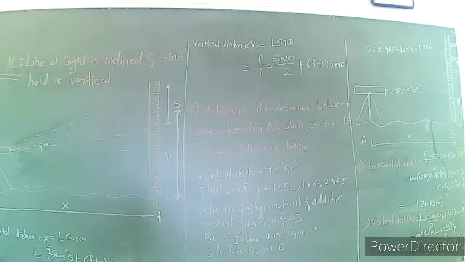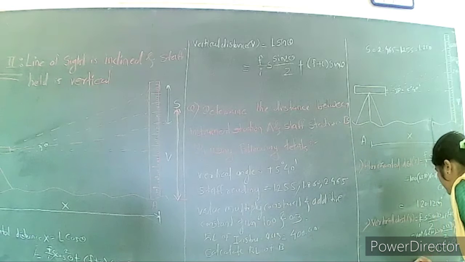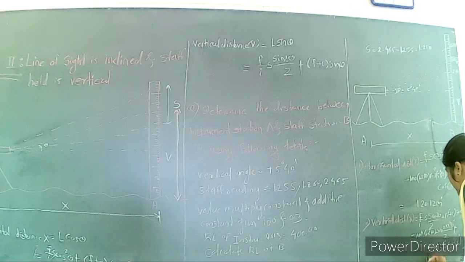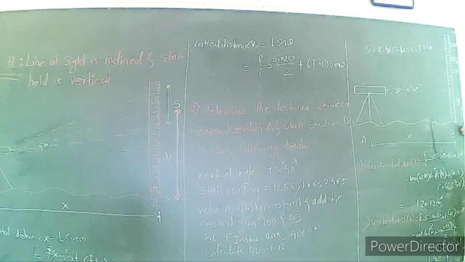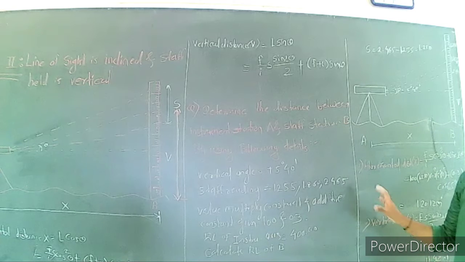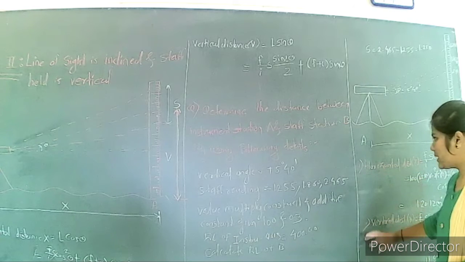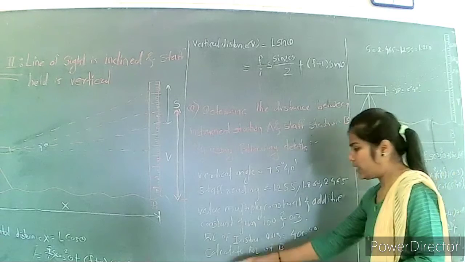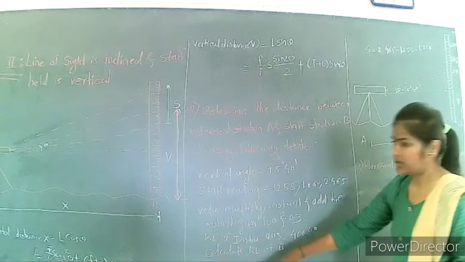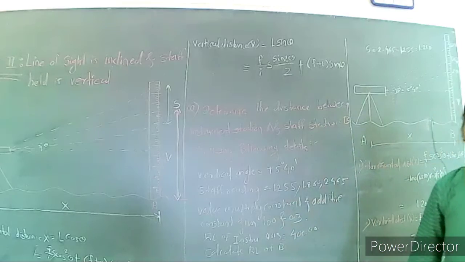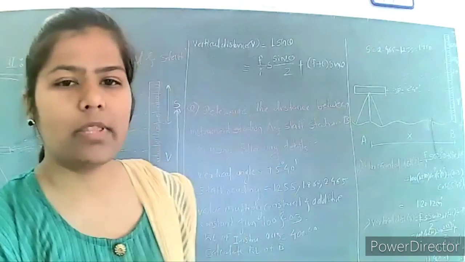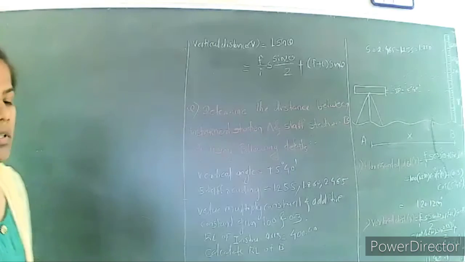Then calculate the answer. That is the vertical distance, and the vertical distance is 11.92 meter. The vertical distance, which means the distance between the ground level and the axial hair, is 11.92 meter. After calculating the horizontal distance and the vertical distance, now we have to calculate the RL of B, meaning the reduced level of the staff station.